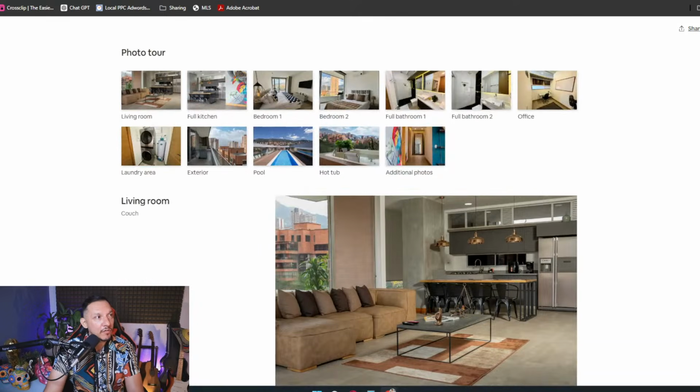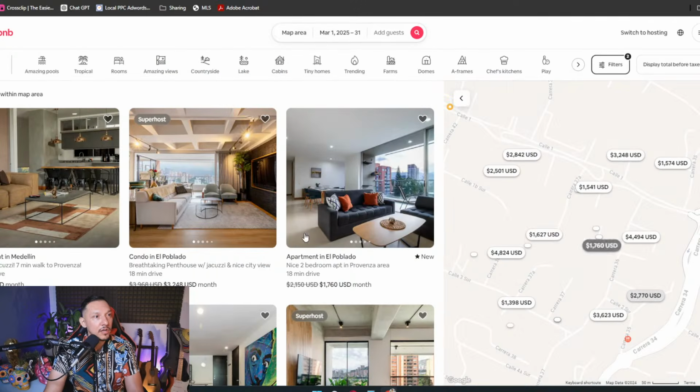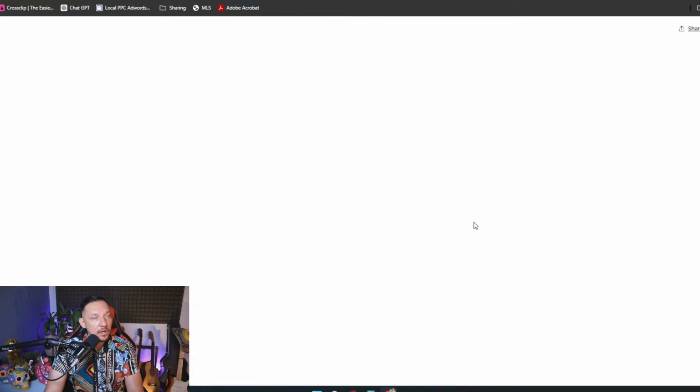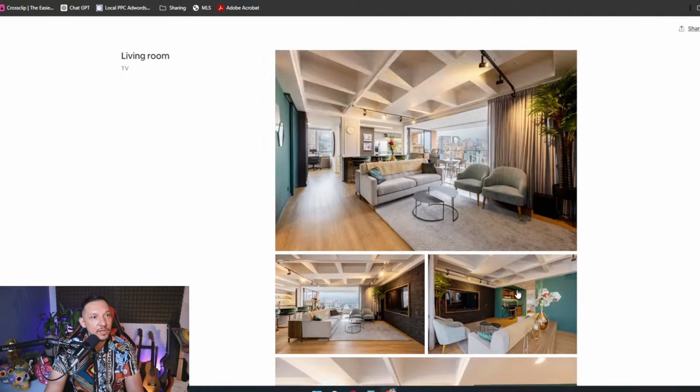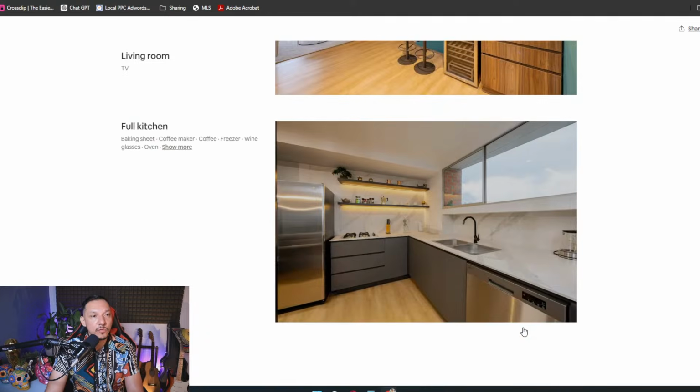And this one's going for about $2,500. This one right here is a two bedroom, two bath also. This building looks nicer too, but this is the style that I would want. Definitely, this would be my competition.